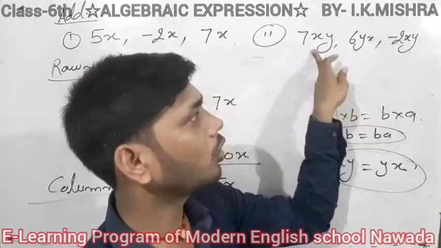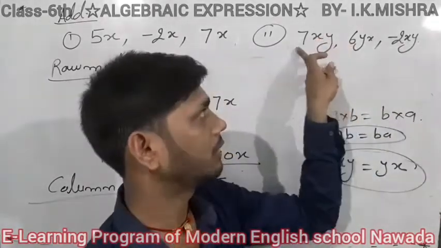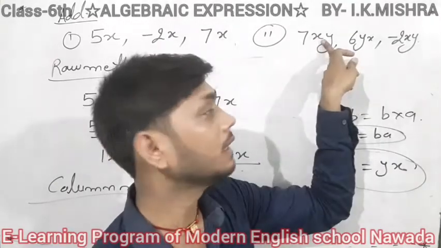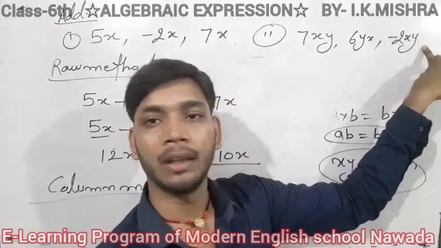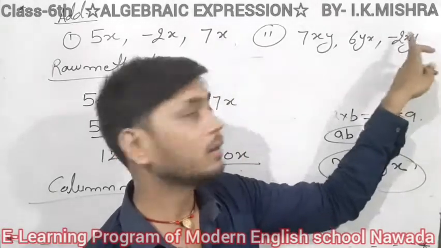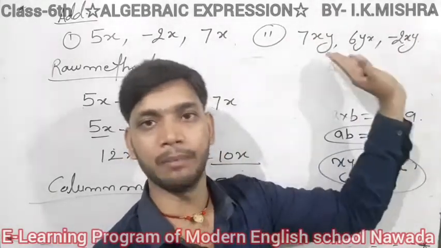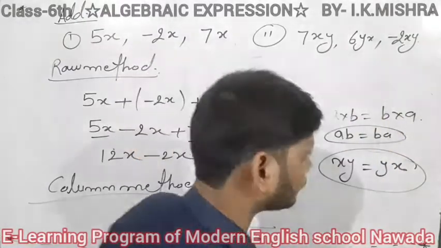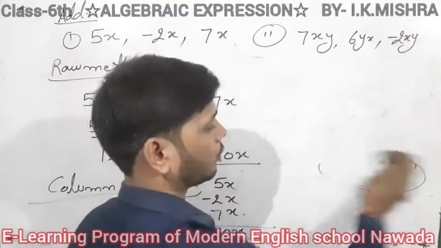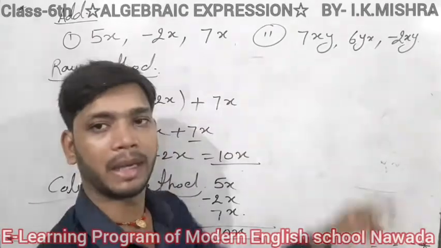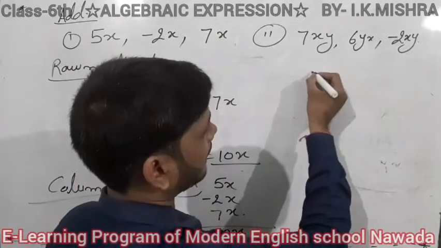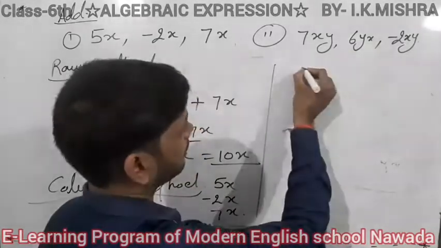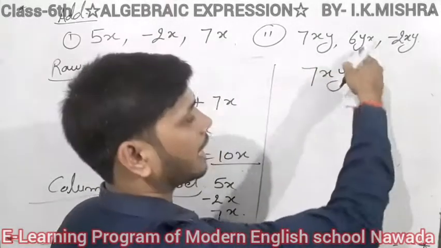So students, all of these are like terms. Here 7xy, the variable is xy. Here also yx, that means xy, and here xy also equal. All of these variables are the same. So all of these are like terms. So you can add them by any method, row method or column method. So add them. Suppose I write it here, add 7xy, and you can change.